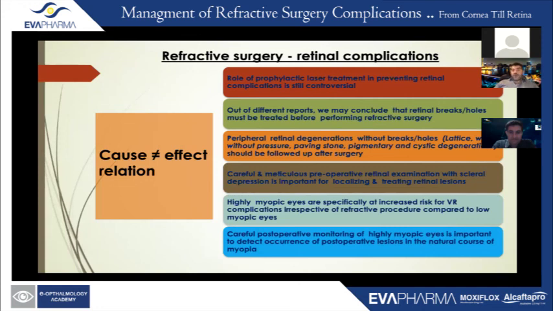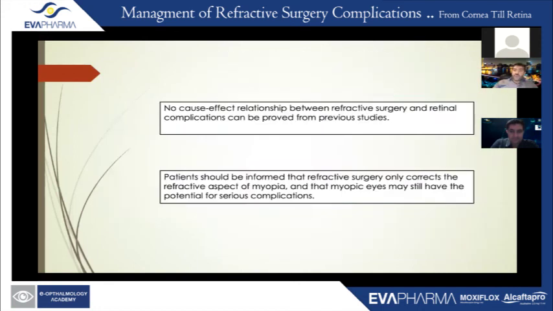Highly myopic eyes are specifically at increased risk for vitreoretinal complications, irrespective of the refractive procedure, compared to low myopic eyes. And finally, careful postoperative monitoring of the highly myopic eyes is important to detect occurrence of postoperative lesions that may occur in the natural course of the myopia. And since we have no cause-effect relationship between refractive surgery and retinal complications, patients should be informed that refractive surgery only corrects the refractive state of myopia, and that myopic eyes may still have the potential for serious complications. And thank you for your attention.